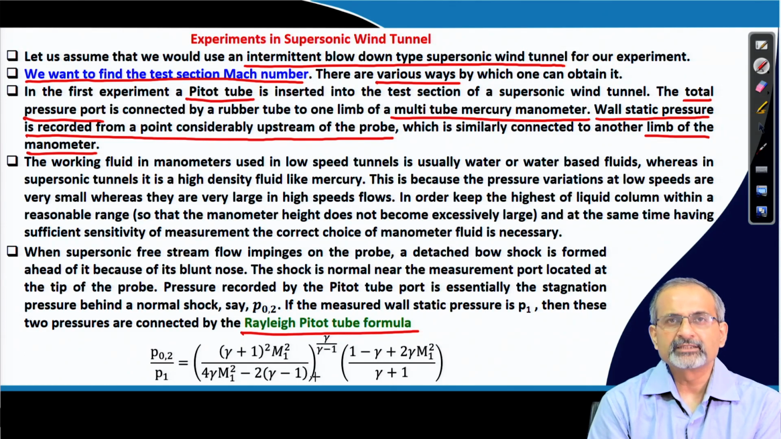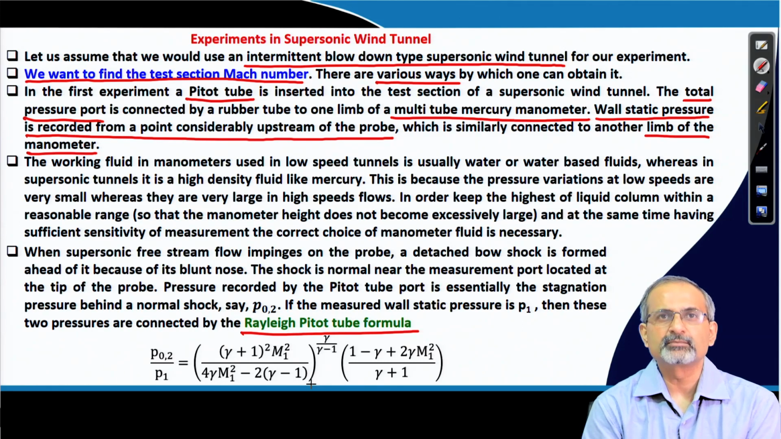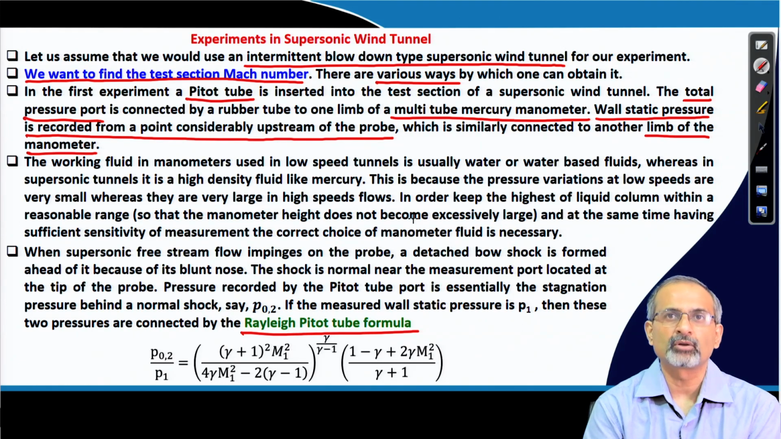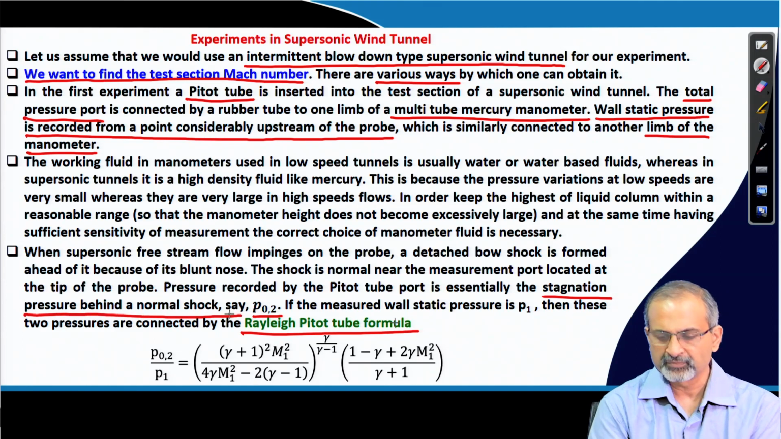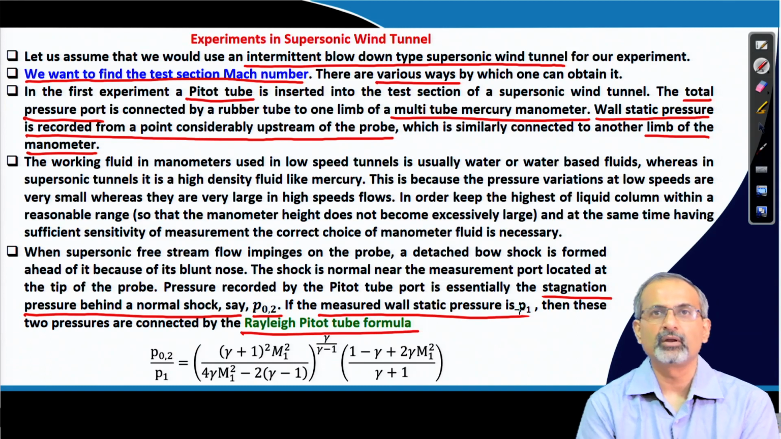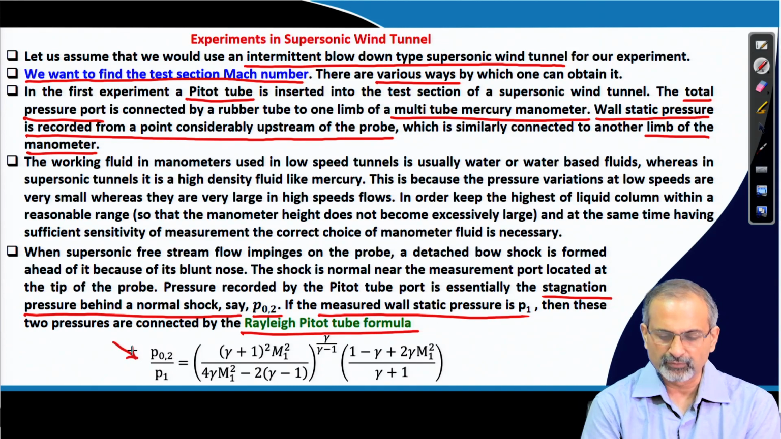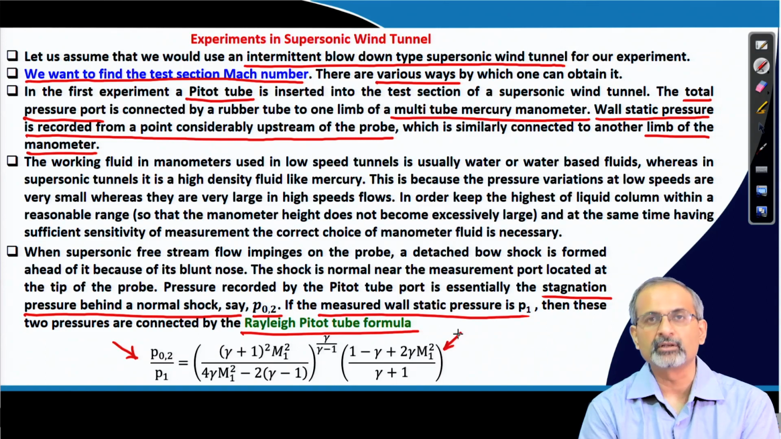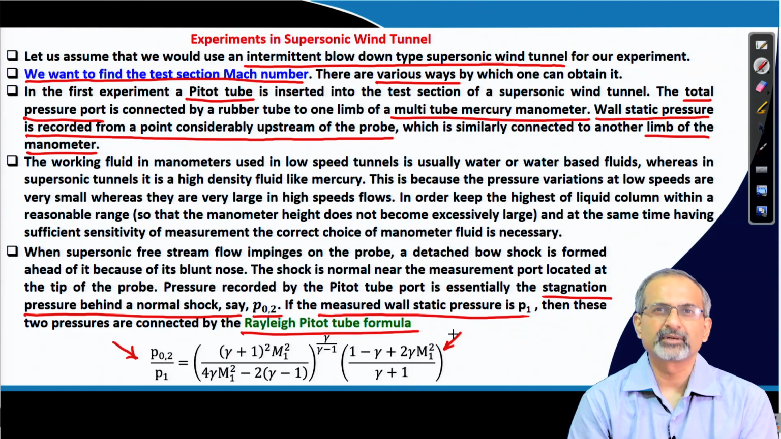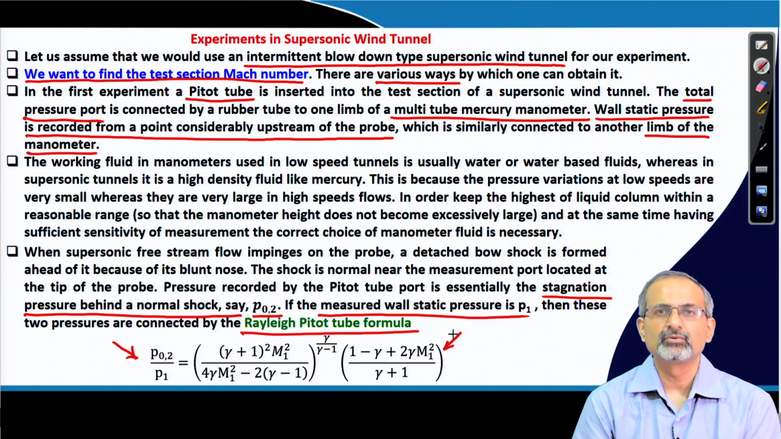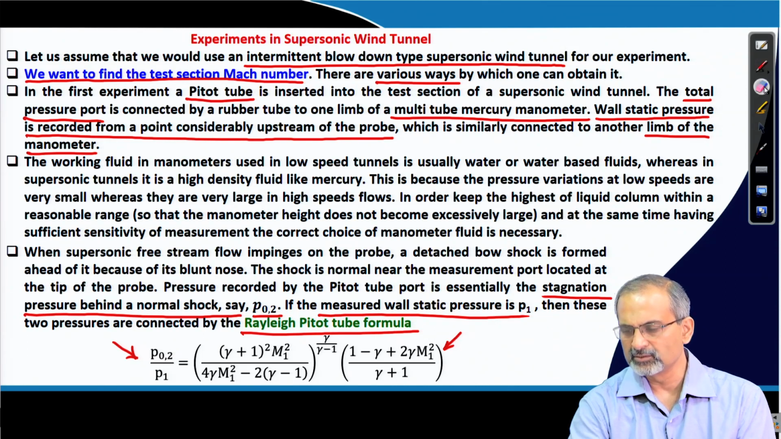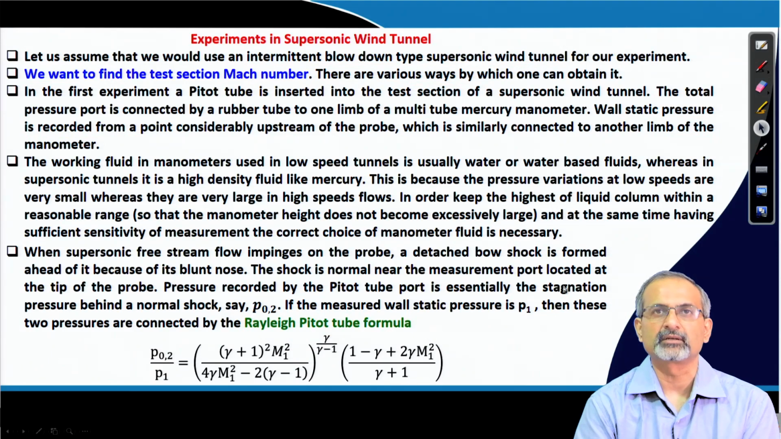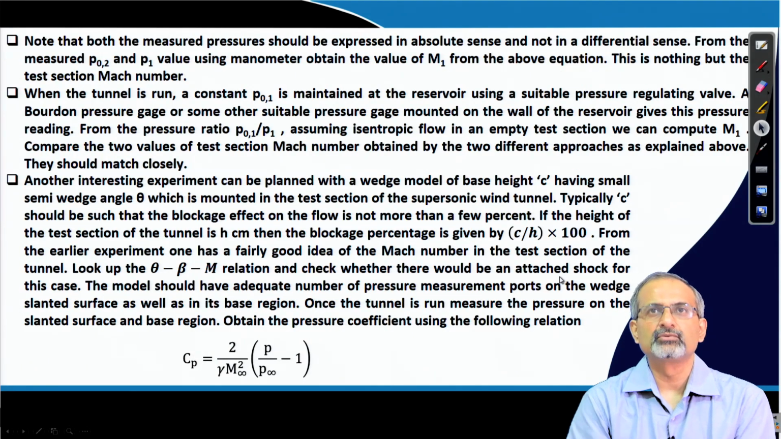You can imagine that what is recorded by the pitot tube is basically the stagnation pressure behind the normal shock, let us say P02, and based on this pressure and the measured wall static pressure P1, we know that from the Rayleigh pitot tube formula we can obtain M1. Though this is not an explicit expression for M1, we can solve it iteratively to obtain the appropriate value of M1. That gives you the test section Mach number. This is one possible way in which you can obtain the test section Mach number. Are there more ways? Let us try to explore that.